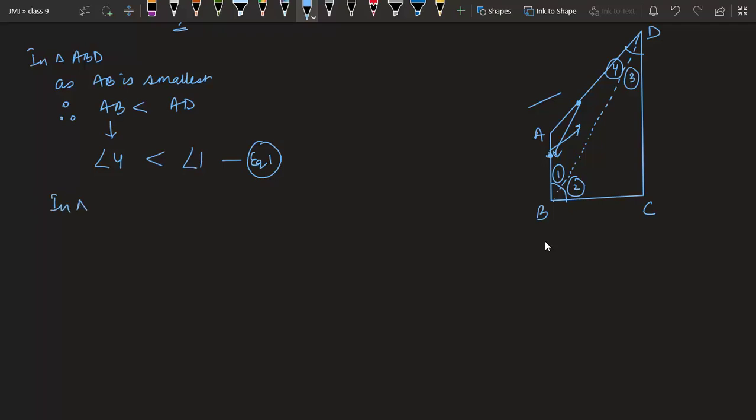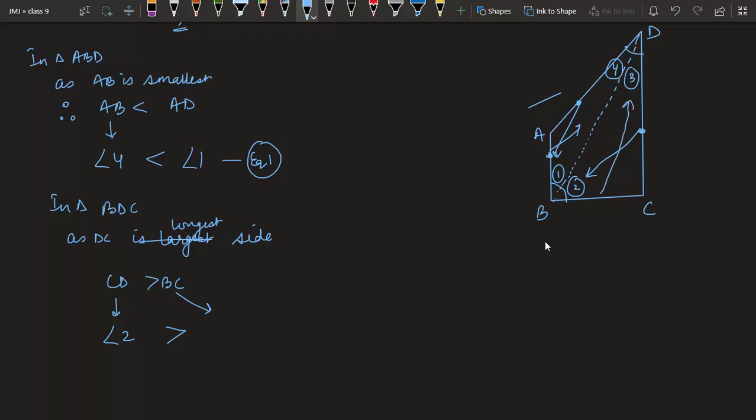Similarly, in triangle BDC, as DC or CD is the largest side, the longest side, we can say that CD is more than BC. Simple, because it is the longest side, it is larger than BC also. Now the angle opposite to CD is angle 2, which is more than the angle opposite to BC, angle 3.